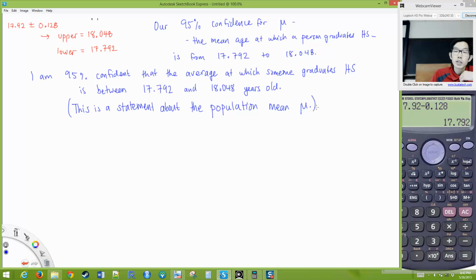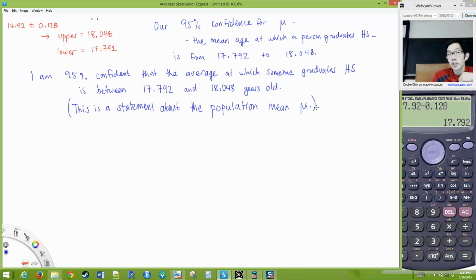So we didn't have to survey every single high school graduate in the world and ask, when did you graduate high school? We only had to look at a sample of 84, but based on this sample we can say the average age at which someone graduates high school is between 17.79 and 18.05.